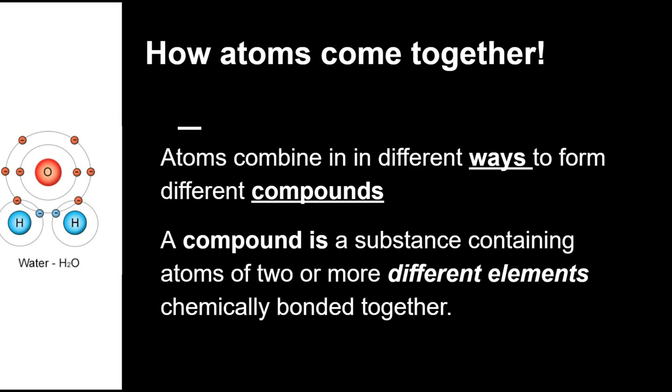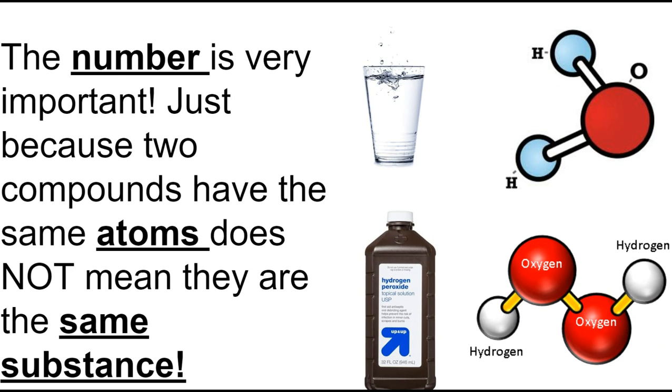Water, H2O. There are 2 hydrogen atoms and 1 oxygen atom bonded together. We call that a compound because it's made of both oxygen and hydrogen atoms. The number is super duper important. Just because something's made of hydrogen and oxygen doesn't mean it's always water. In fact, hydrogen peroxide is made of 1 more oxygen atom.